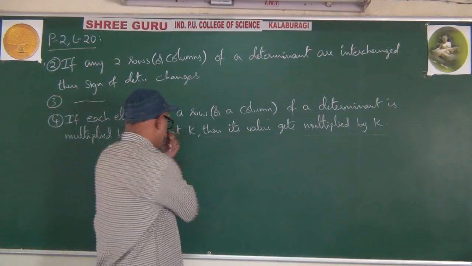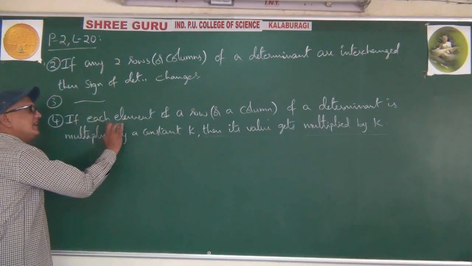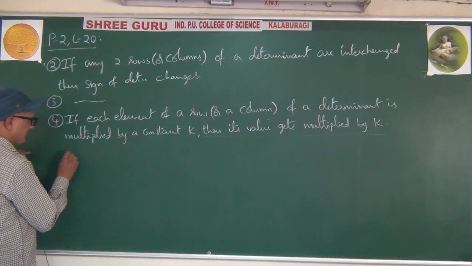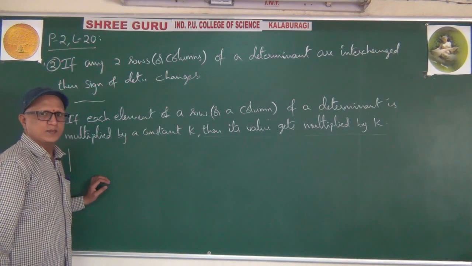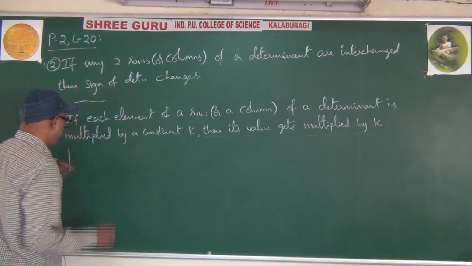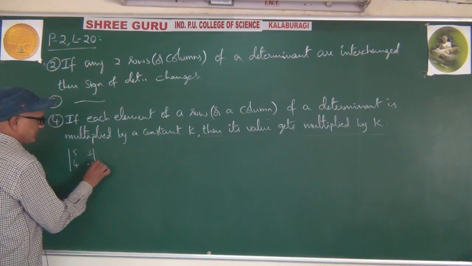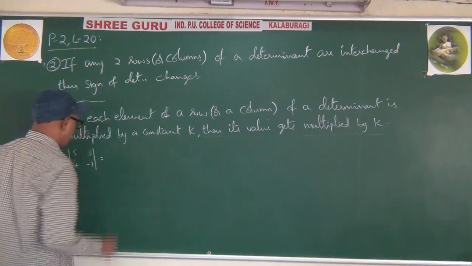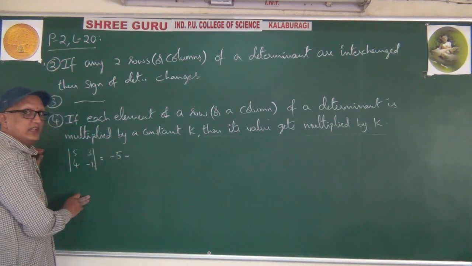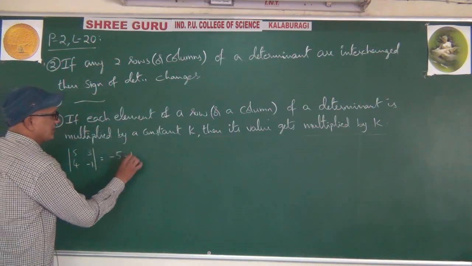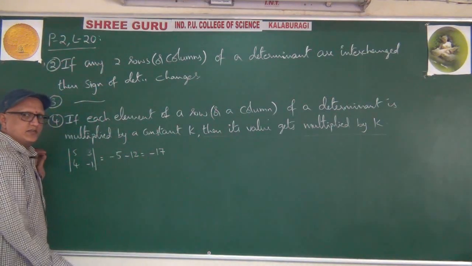Let us see one example so you can understand clearly. After completing the example, if I read this once again, you will understand more clearly. I take a 2 by 2 matrix, because for a 2 by 2 determinant the explanation and understanding are easy: 5, 3, 4, minus 1. 5 into minus 1 is minus 5, minus 4 into 3 is 12, total minus 17. Answer is minus 17.